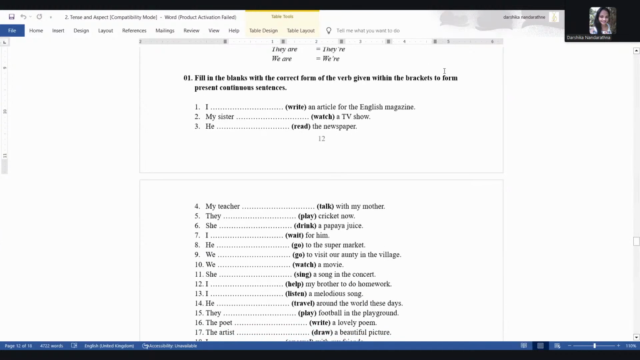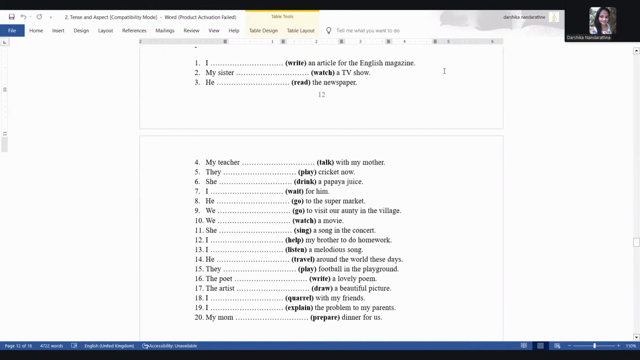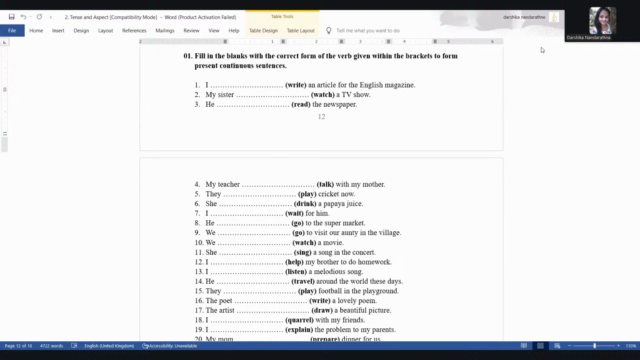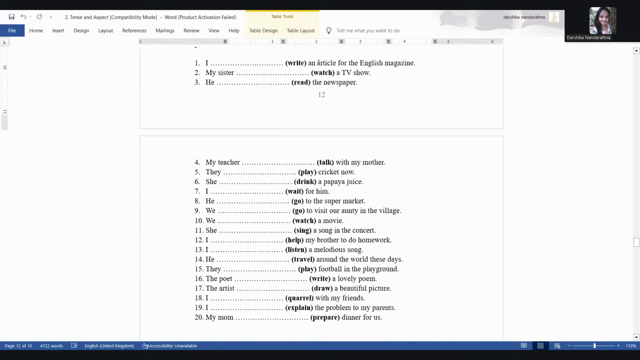So now let's move on to the activity which is given for this tense. Fill in the blanks with the correct form of the verb given within the brackets to form present continuous sentences. The main verb is given within the bracket, Pute.